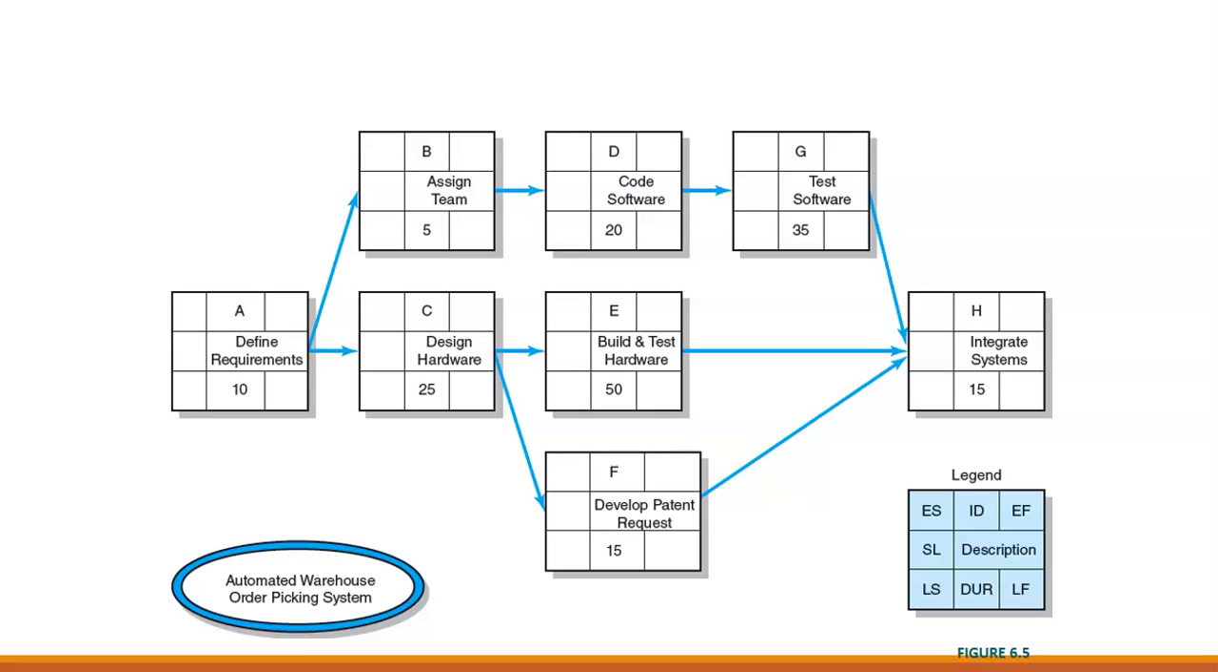So we go back to this example. We drew our original thing. Now we have time. So A takes 10 days, B takes 5 days, C is 25 days, and we go through our entire project. And how many days does it take us to complete steps A through H?